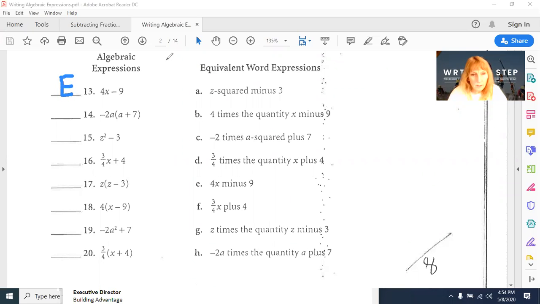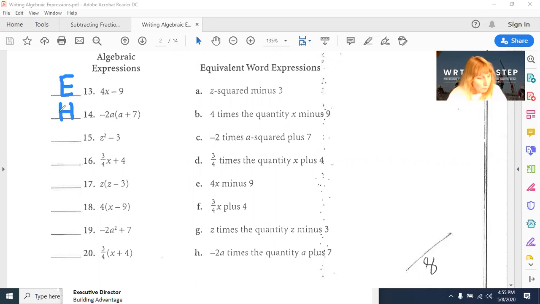How about number 14? See if you can locate which word expression means the same as number 14. What'd you get? Okay, did you get the right one? Did you get H? Negative 2a times the quantity, here's the parentheses, a plus 7. So that one is H.